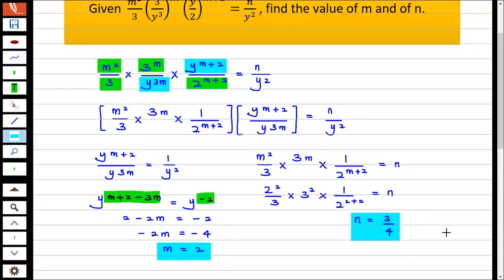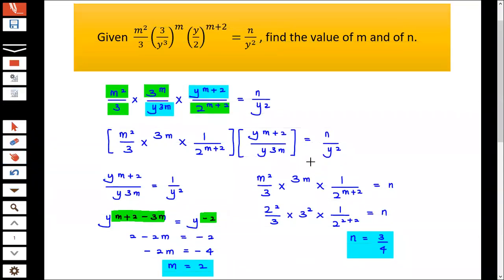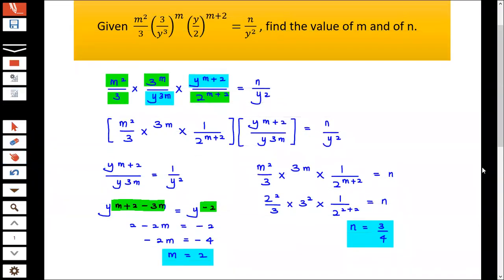Okay, so I make it smaller for you to see the entire question. Now, this is your solution. Okay, hope that you understand, guys.